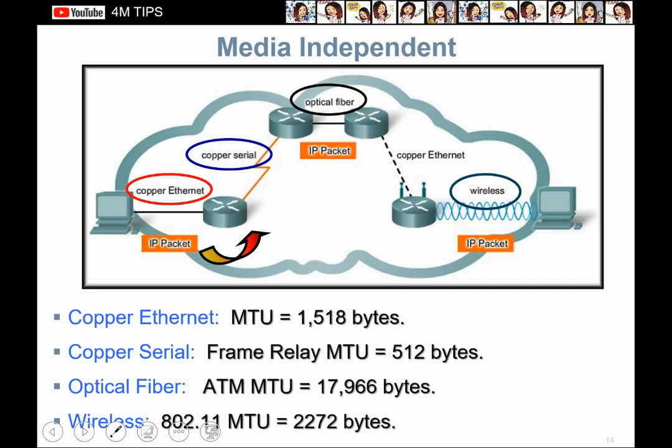And if you are using the fiber optic, of course, ATM for MTU protocols, you can allow for 17,966 bytes. And if you are using the wireless, which is 802.11, your MTU size will be 2,272 bytes. So this will be the standard measurement for your maximum transmission unit when you want to travel from one source to the destinations, depending on the types of the media that you are using.